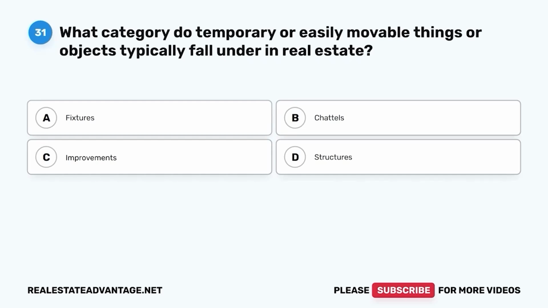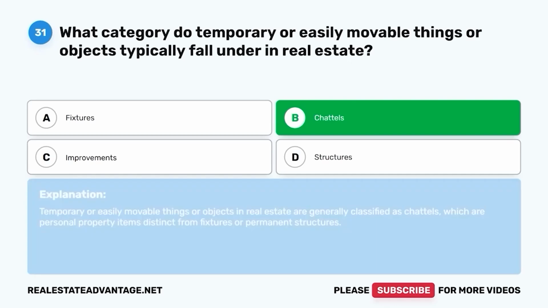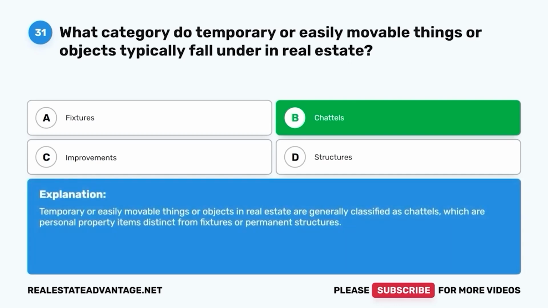Question 31. What category do temporary or easily movable things or objects typically fall under in real estate? A. Fixtures. B. Chattels. C. Improvements. D. Structures. The correct answer is B. Chattels. Temporary or easily movable things or objects in real estate are generally classified as chattels, which are personal property items distinct from fixtures or permanent structures.